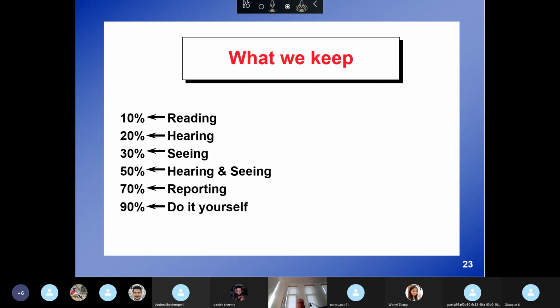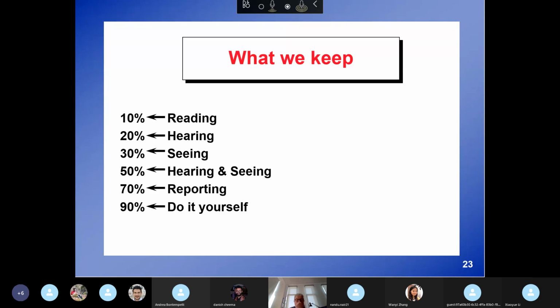Now, I want to spend this slide on what we keep. Suppose that we have the question: suppose that you do something, right? What do we keep about what you've done? And again, these results come from some psychological analysis. Clearly, you learn 90% if you do it yourself, right? And this is what you do. So if you do something as research, you don't need anybody to tell you. You know exactly what you're doing, right?